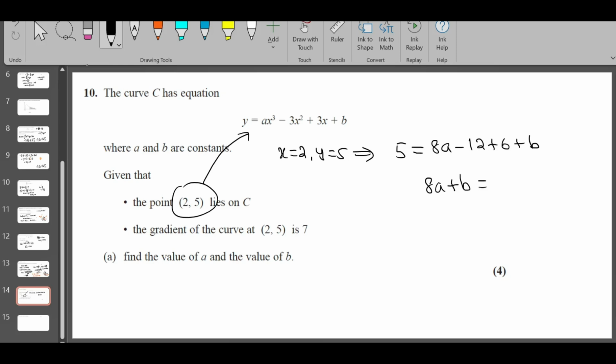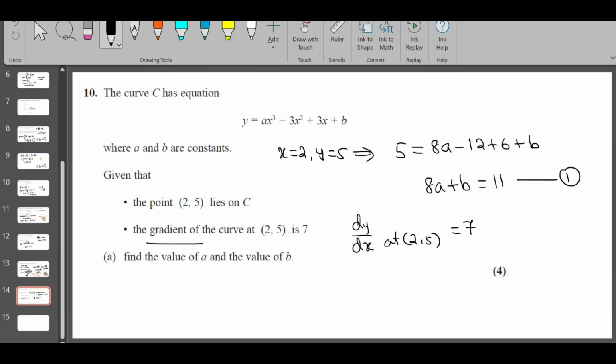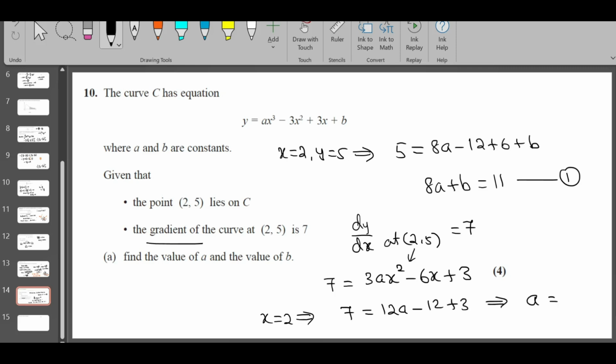Minus 12 plus 6 is minus 6, comes here 11. Take it as equation 1. Now to find the gradient, we usually differentiate it, right? dy by dx at this point is 7. That's what is given. So you put 7 is equal to differentiate the function, 3ax square minus 6x plus 3. b will be gone. Now replace x by the x coordinate. So we'll get 7 is equal to 12a minus 12 plus 3. So we'll get the value of a.